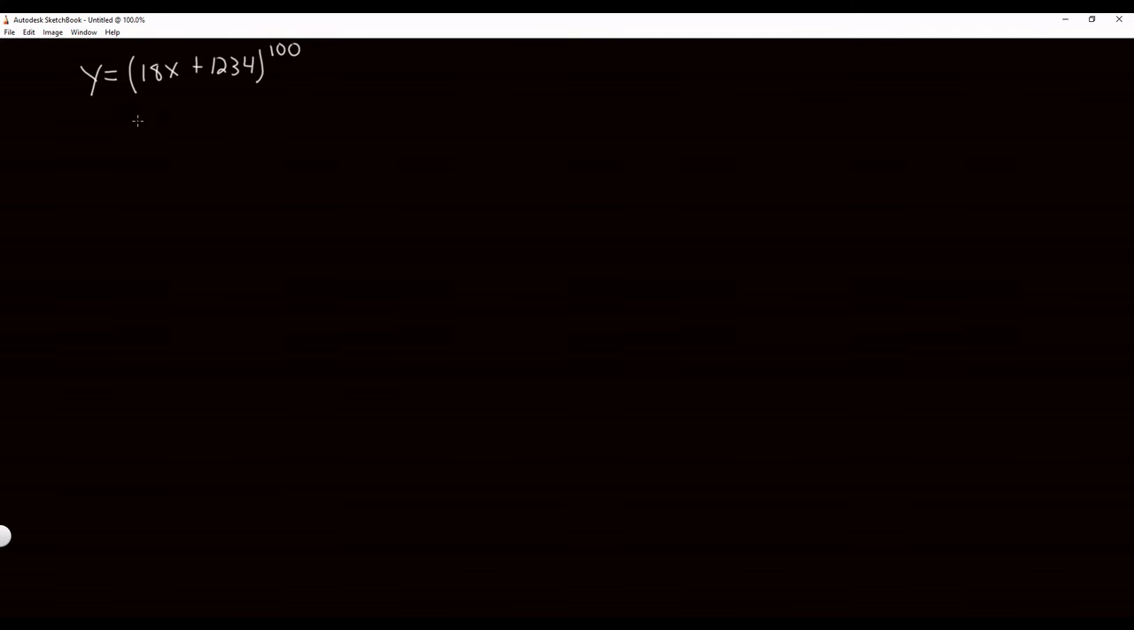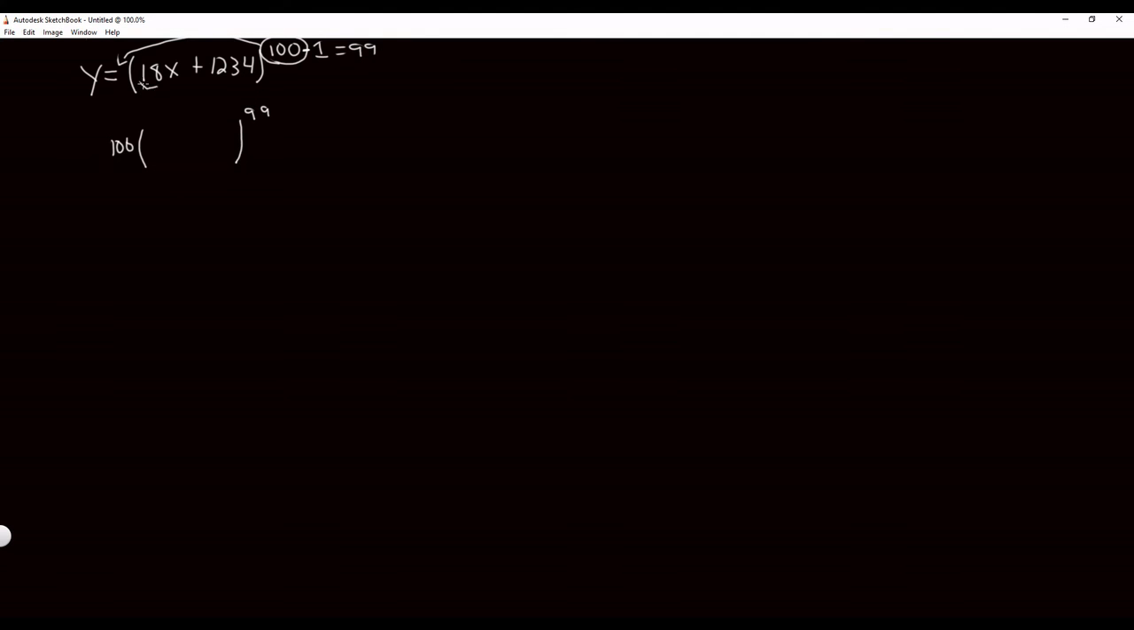Okay, so what we're going to do is we're going to take the derivative of the outside function. So we're going to bring down the parentheses. We're going to use the power rule to take the derivative of the outside function, and we're going to take the exponent and move it out to the front. So this is now going to be 100. We're going to subtract 1 from the exponent, and that is going to be our new exponent. So that's going to be 99.